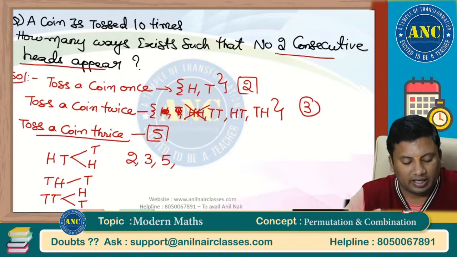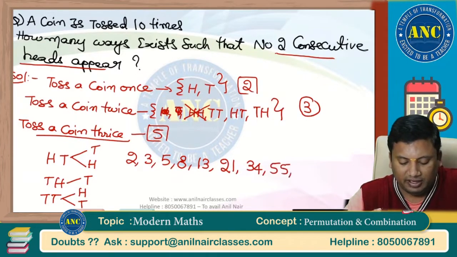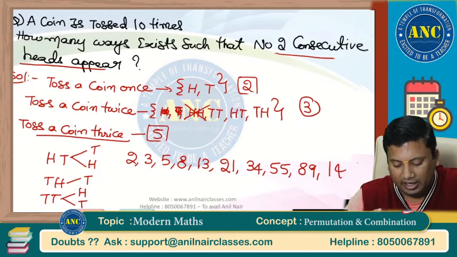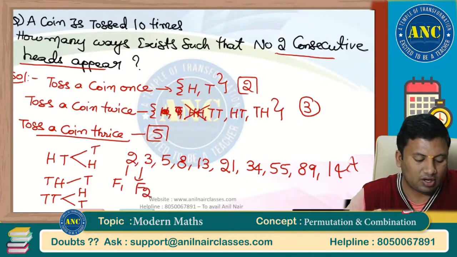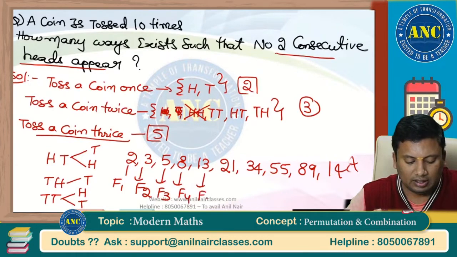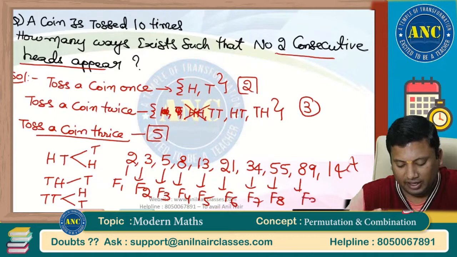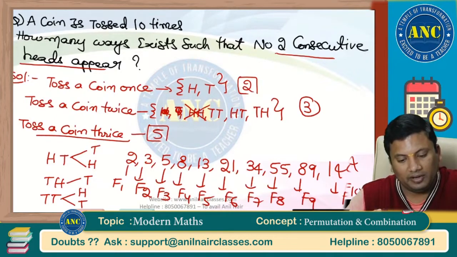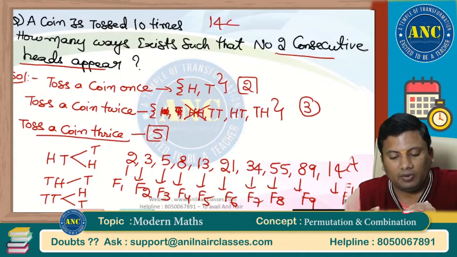Total 10 times I require. Next one 8, next one 13, next one 21, next is 34, next is 55, next is 89, and next is 144. These are tossing a coin once, twice, thrice. These are F4, F5, F6, F7, F8, F9, and F10. So in how many ways exists such that no two consecutive heads appear? Answer is nothing but 144.